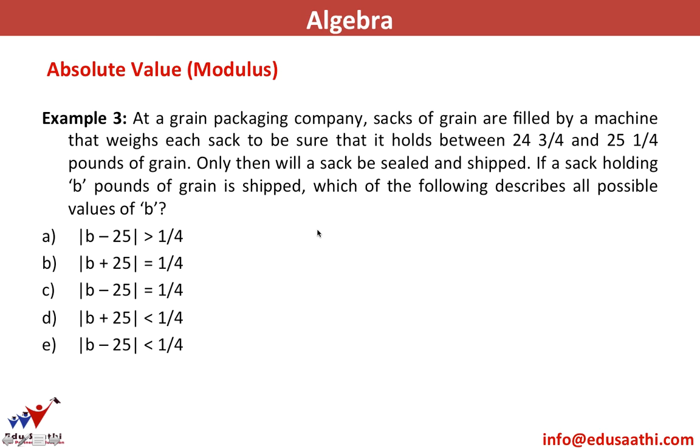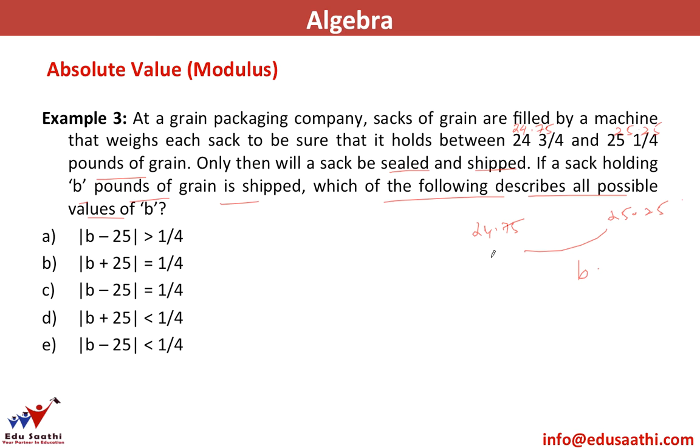Let's look at another question. At a grain packing company, sacks of grain are filled by a machine that weighs each sack to be sure that it holds between 24 3/4 and 25 1/4 pounds of grain. So I can write it as 24.75 and 25.25 pounds of grain. Only then will a sack be sealed and shipped. If a sack holding B pounds of grain is shipped, which of the following describes all possible values of B? So B could be anything between 24.75 and 25.25.